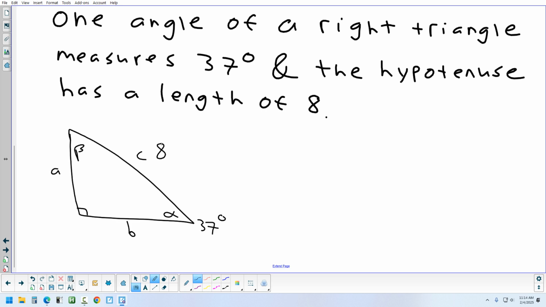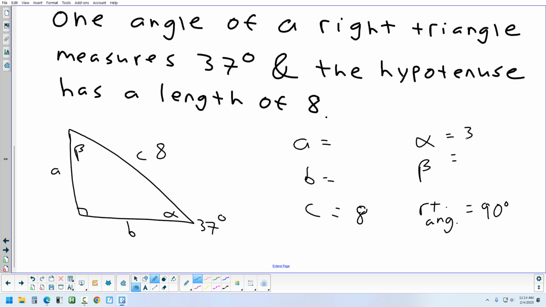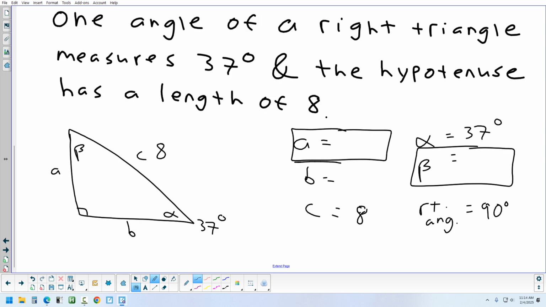Right, let's put that off to the side. A, B, C, and alpha, beta. And the third angle we don't need a name for because it's always going to be the 90. Okay, alpha we know is 37. Beta we don't know. A we don't know. B we don't know. So when we're done, we need answers in all three of those boxes.